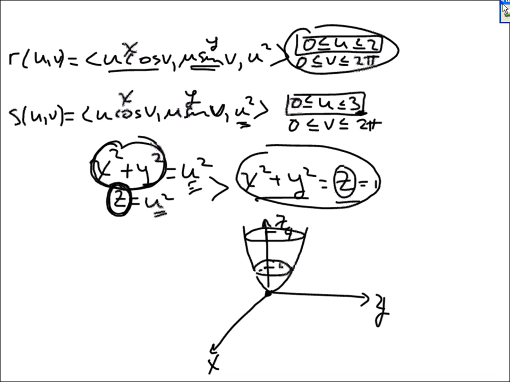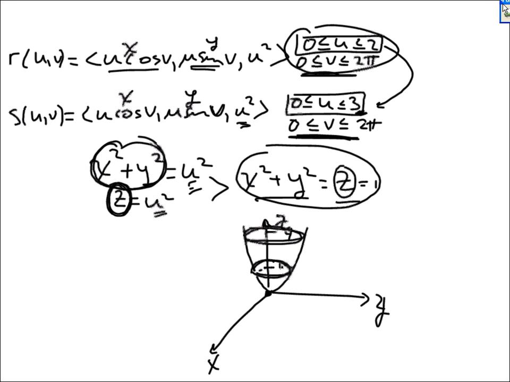And the fact that v can go from 0 to 2 pi in both cases tells me that it goes all the way around. It's not like there's a piece cut out. It goes all the way around.